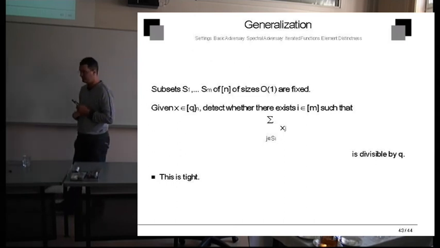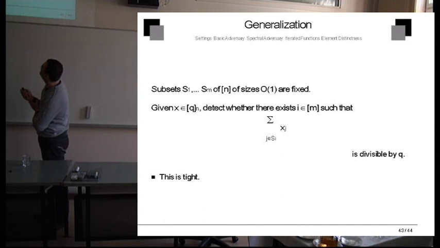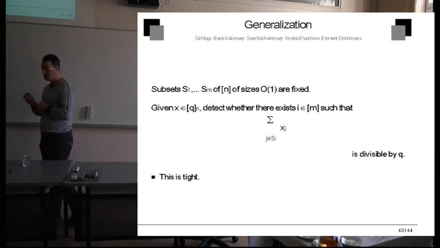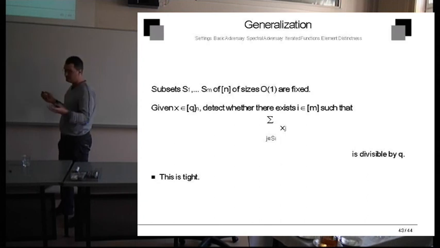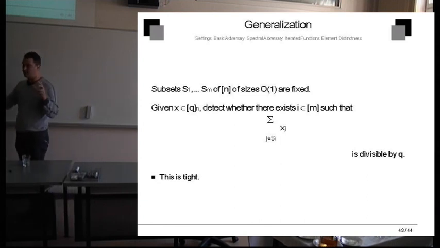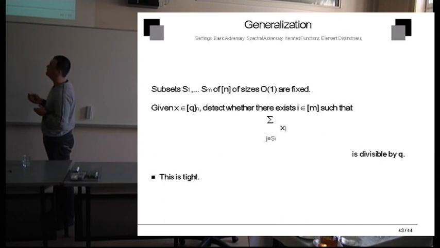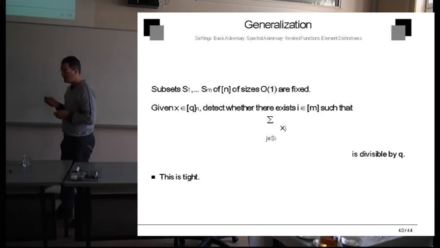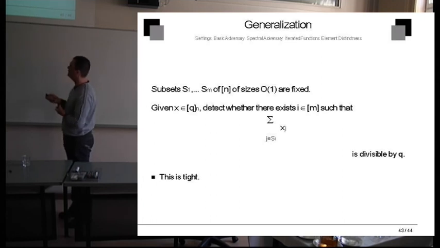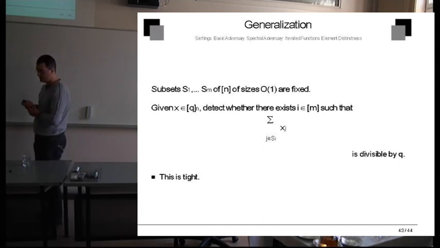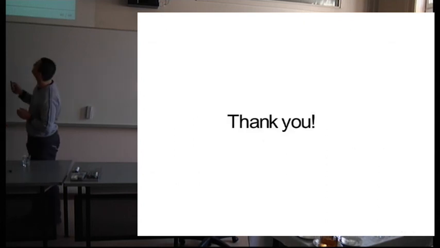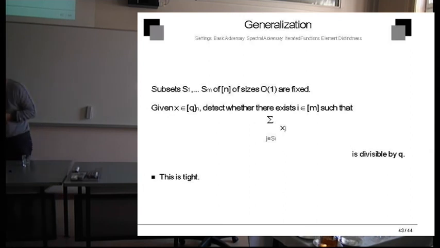So all this we've seen for element distinctness can be generalized, say, to the following problem: we have some number S1 to Sm of subsets of n of sizes each bounded by a constant. And the problem, again, we're given the same input, and to detect whether there exists a subset such that the sum of the elements inside the subset is divisible by Q. Okay, for each such problem, you can write a similar optimization problem that can be solved, and it's known that this is tight. So if we take the dual of the optimization problem we have here, then it can be converted to a quantum algorithm. So this is again tight. Okay, so yeah, thank you.